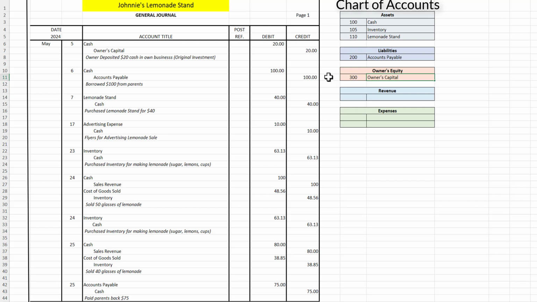Next, we have revenue. Revenue accounts start with 400, and since we only have one revenue account, which is sales, it gets assigned the number 400. Lastly, we have expenses. There are two expense accounts: advertising and cost of goods sold. Expense accounts start with 500. I will assign advertising a number of 500 and cost of goods sold the number 505.